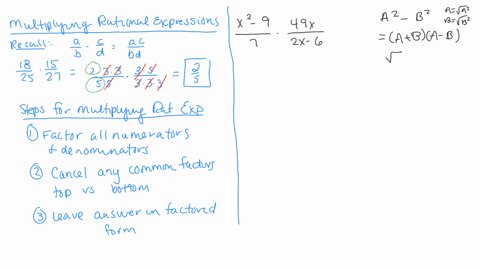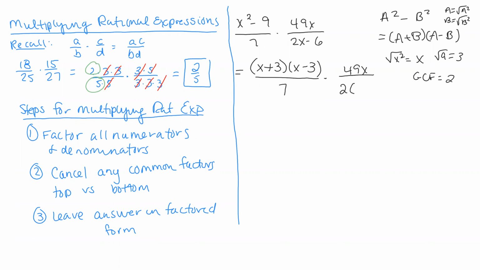If we look at the square root of x squared, we get x. The square root of 9, we get 3. So that first numerator is going to factor as those square roots. We want the sum, and then we want the difference. So you add the square roots, you subtract the square roots. And that's all over 7. Now, the second numerator, I already told you, I'm going to go ahead and leave it as 49x. And then the second denominator, I have a GCF of 2. So when I factor out the GCF of 2, I'm left with x minus 3.